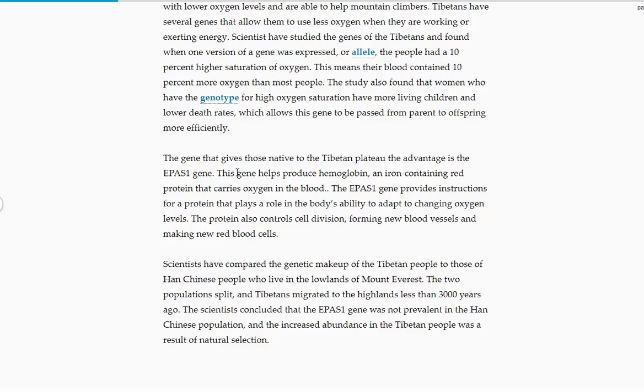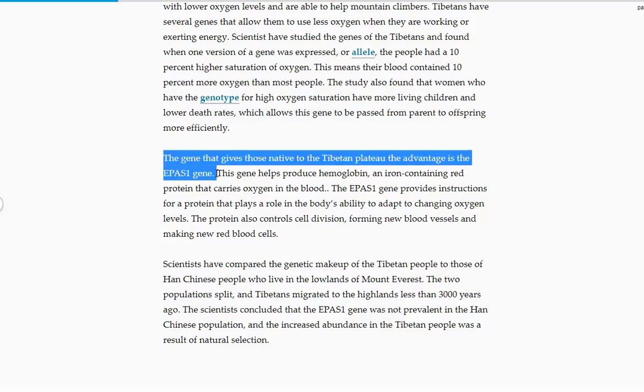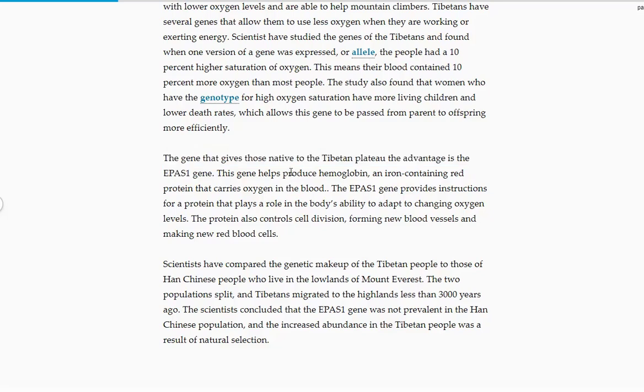One might argue, well, why doesn't everybody just have this characteristic? It couldn't hurt, right? Couldn't hurt. Well, everything's a trade-off. There's no such thing as a free lunch. So maybe there's something about this allele that at lower altitudes is not beneficial. I'm not sure what that could be, but it's possible. But you have to look at everything in biology as a trade-off.